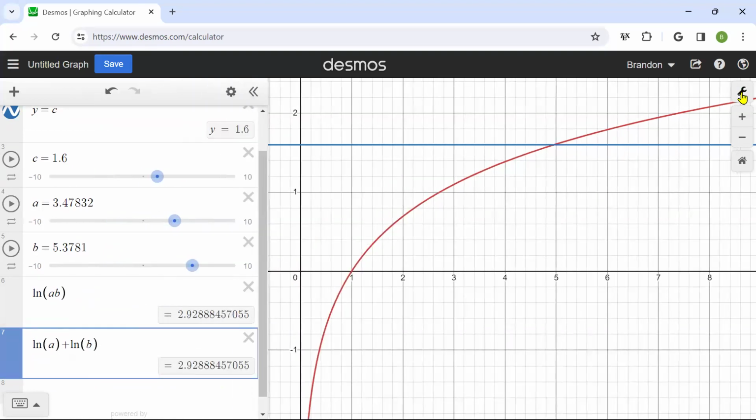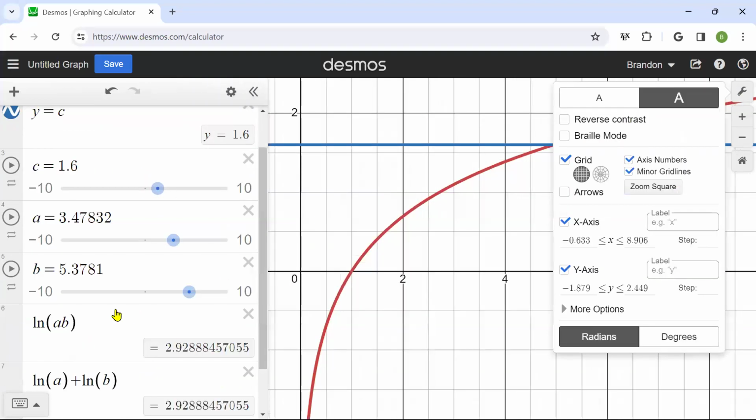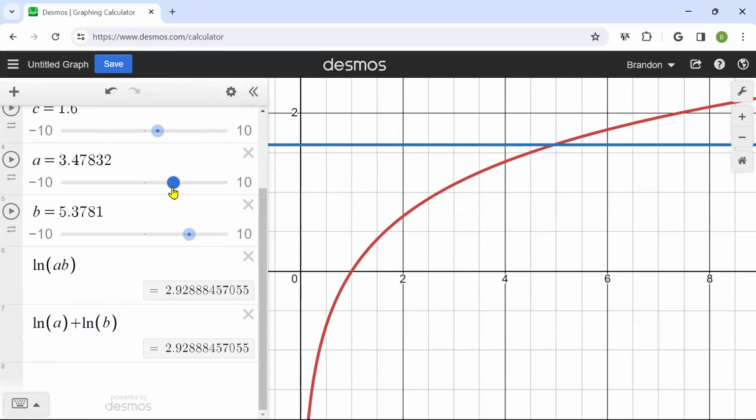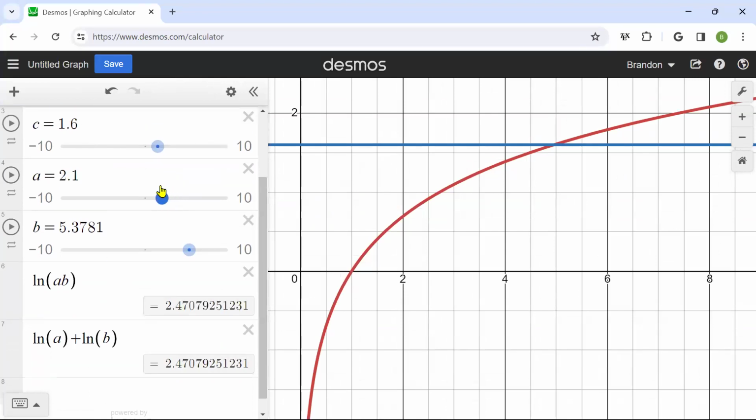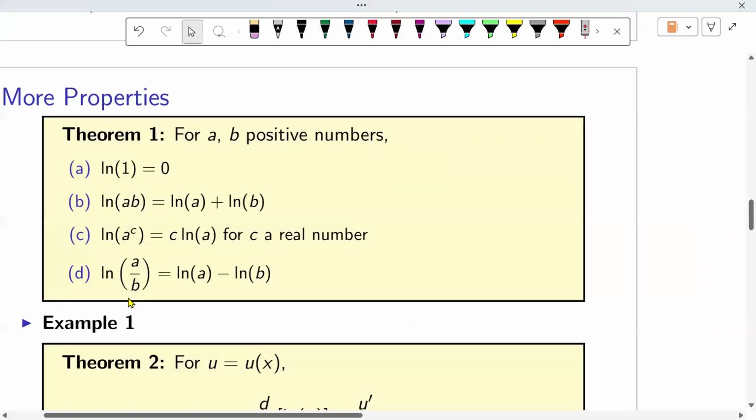Not all functions are like this. Don't be mistaken, young people. This is only true for the natural logarithm. Well, as far as you know, it's only true for that so far. It's not true for sine. You can't say sine of a times b is equal to sine of a plus sine of b. That's not true. But it's true here, no matter how, as you can see as I change my values of a and b, this is always the case. So this is a really important property. Natural log of a times b is natural log of a plus natural log of b.